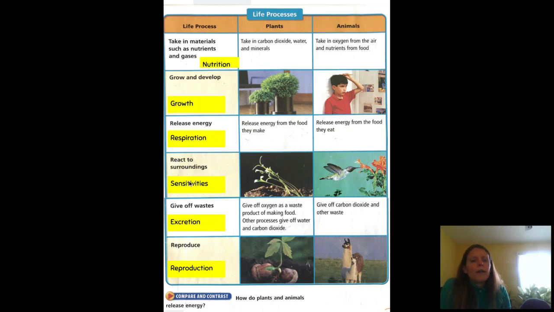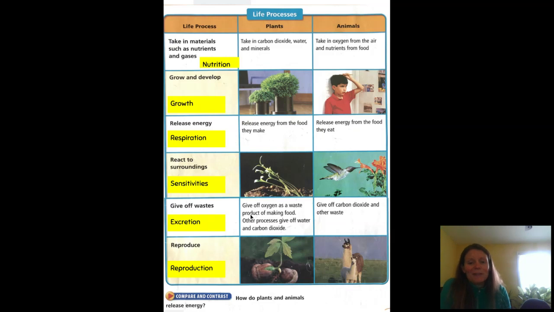Our next one here is sensitivities, how you react to your surroundings, right? If you notice here, this plant is reacting by growing. It might be moving to the side in order to get more sunlight, where this bird, which is considered an animal, goes to this plant, right? It's a hummingbird, and they're getting nectar here, right? And they're continuing that life process. Let's take a look here.